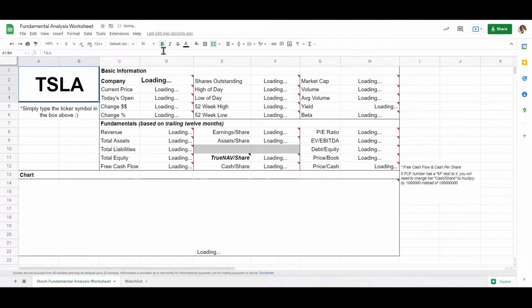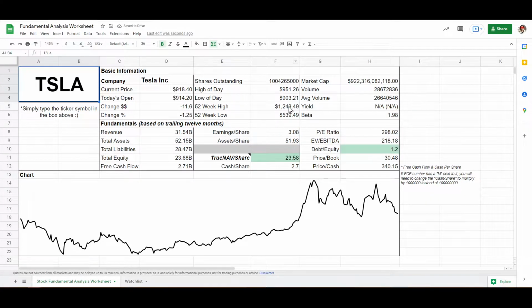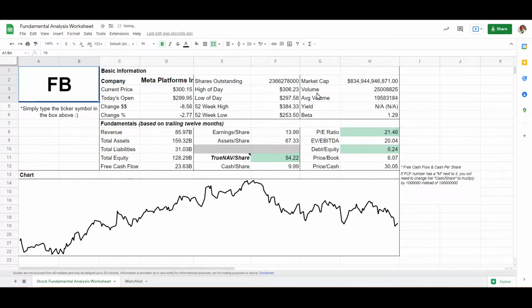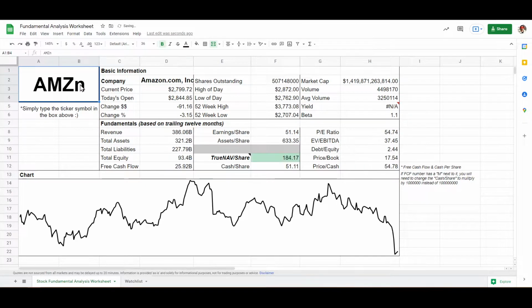Also important to recognize when an asset does not pay a yield. So Tesla, for example, along with companies like Facebook and Amazon, do not pay dividends, so that is something that you also want to be aware of.